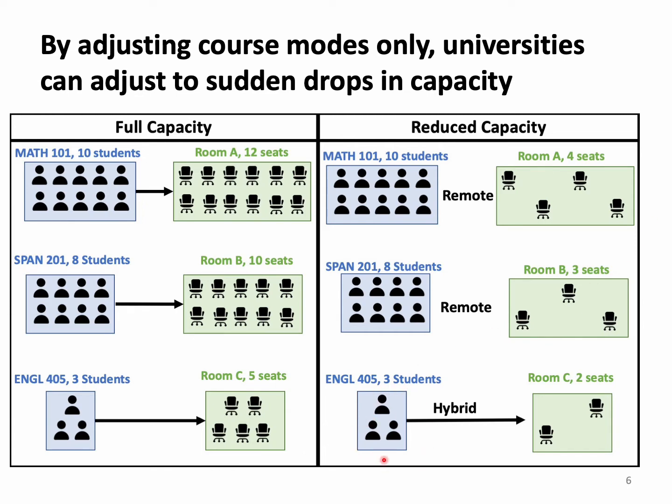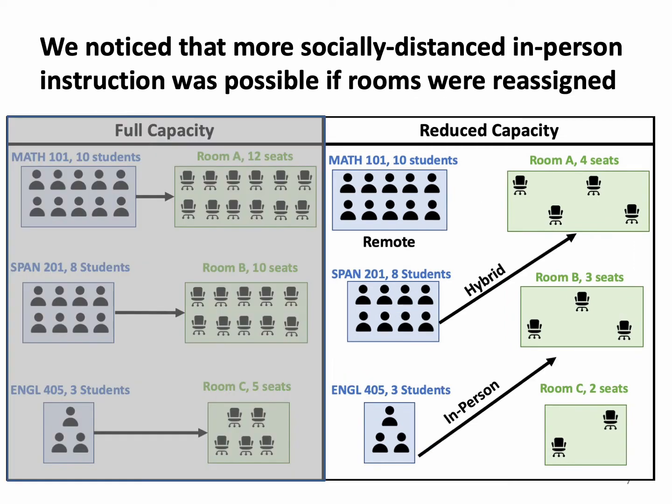Similarly, for this English class with 3 students, we see that it could be delivered in hybrid mode in this classroom with 2 seats. However, a key observation from our team was that this would open up classrooms, and therefore, if we reassign classrooms, we might be able to make better use of the space on campus. For example, if this math class is delivered remotely, that opens up this room where we can then deliver the Spanish class in a hybrid format with students alternating attendance, which in turn opens up room B, where we can then deliver this English class where all students would be able to attend in person under social distancing.